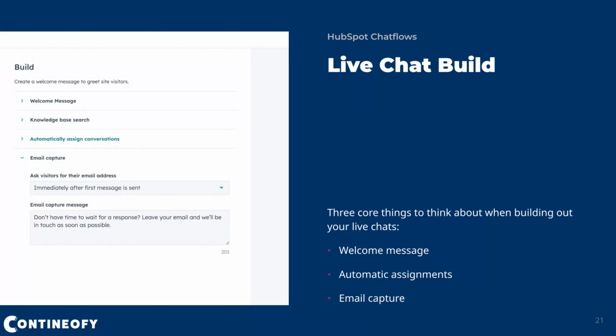The last tab on the build is email capture. This is something I usually always turn on because it's an easy way to start building your email list. From the contact's perspective, there are two ways to go about this. You could ask for their email address in case something happens with the chat and you lose connection. And to them, it just seems like they're providing an email in case something happens with the chat.